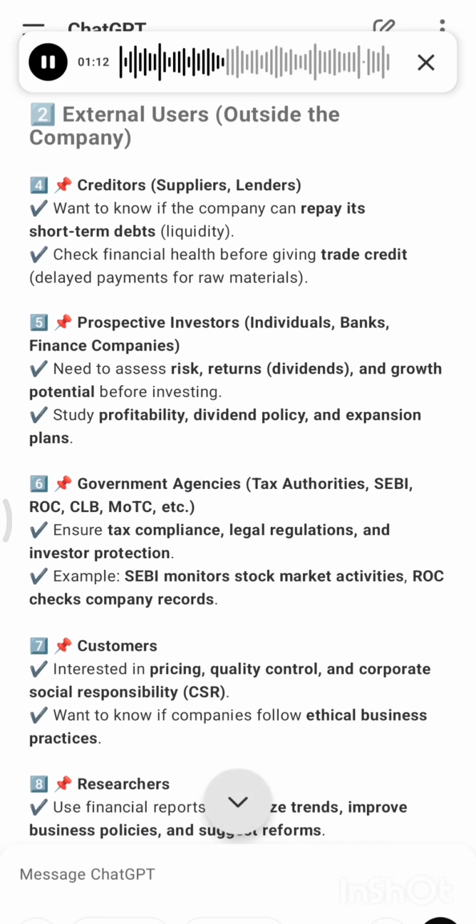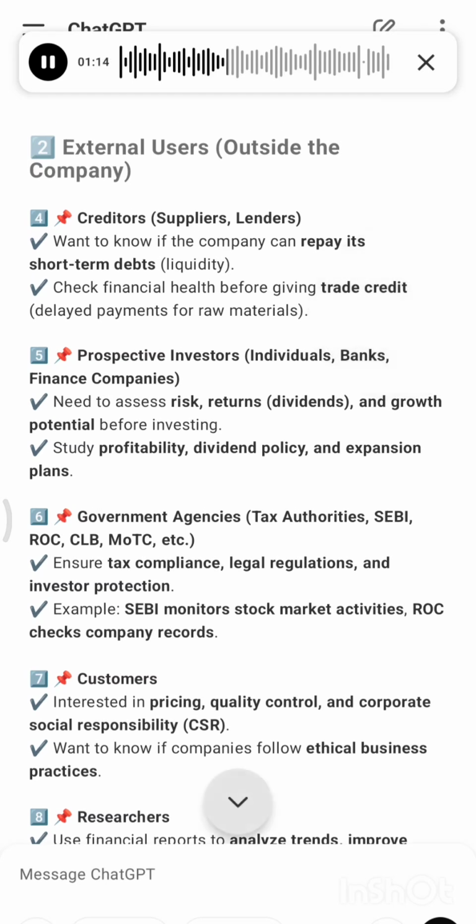4. Creditors, suppliers, lenders. Want to know if the company can repay its short-term debts, liquidity. Check financial health before giving trade credit, delayed payments for raw materials. 5. Prospective investors, individuals, banks, finance companies, need to assess risk, returns, dividends, and growth potential before investing. Study profitability, dividend policy, and expansion plans.